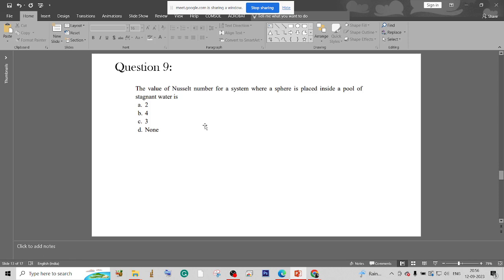Okay, now with this question: the value of Nusselt's number for a system where a sphere is placed inside a pool of stagnant water. What is the value for the Nusselt's number for this? I've already taught this in the class. It is 2 because the rest of the terms will be changed to 0. So this will be A.